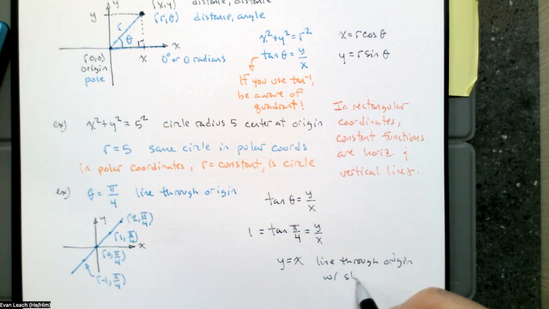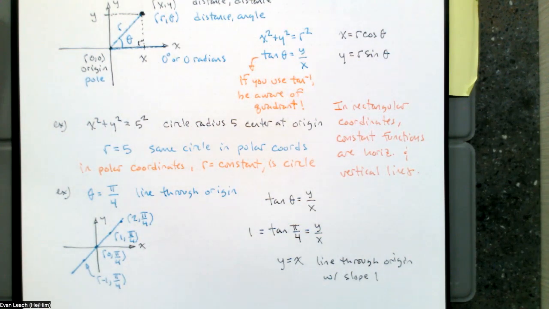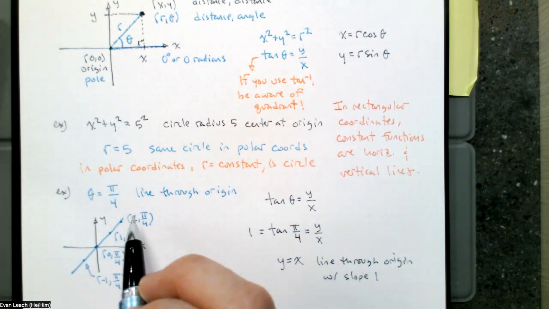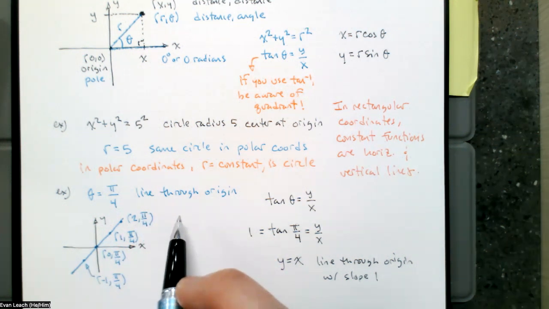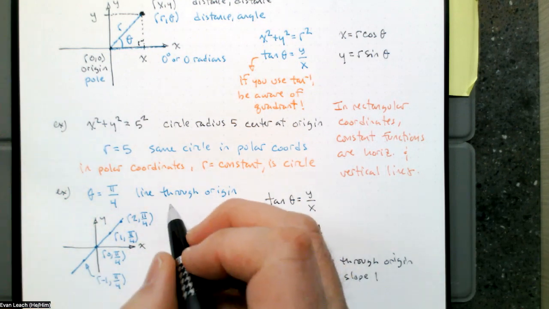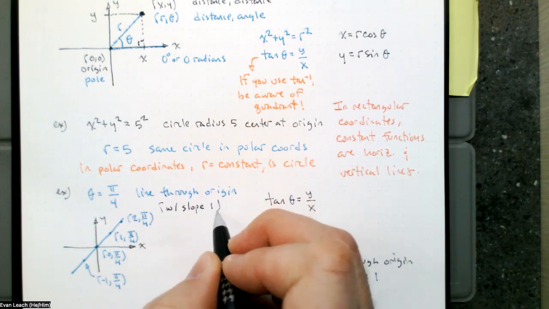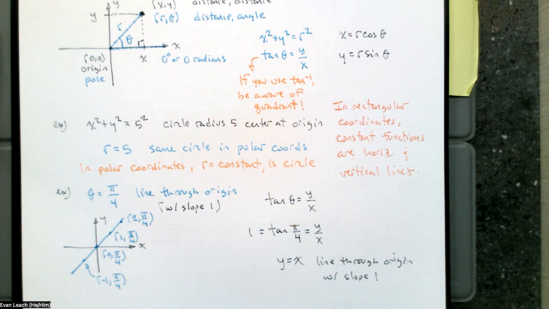With a slope of 1. We wouldn't describe the slope of the line when we're talking in polar coordinates. Slope is change in y divided by change in x. In polar coordinates, there is no y or x. And it would be crazy to say line through the origin at an angle of pi over 4. That's just the description. But we know we've made this connection, line through the origin with a slope of 1. That's a little translation for our friends who are still thinking in terms of rectangular coordinates.